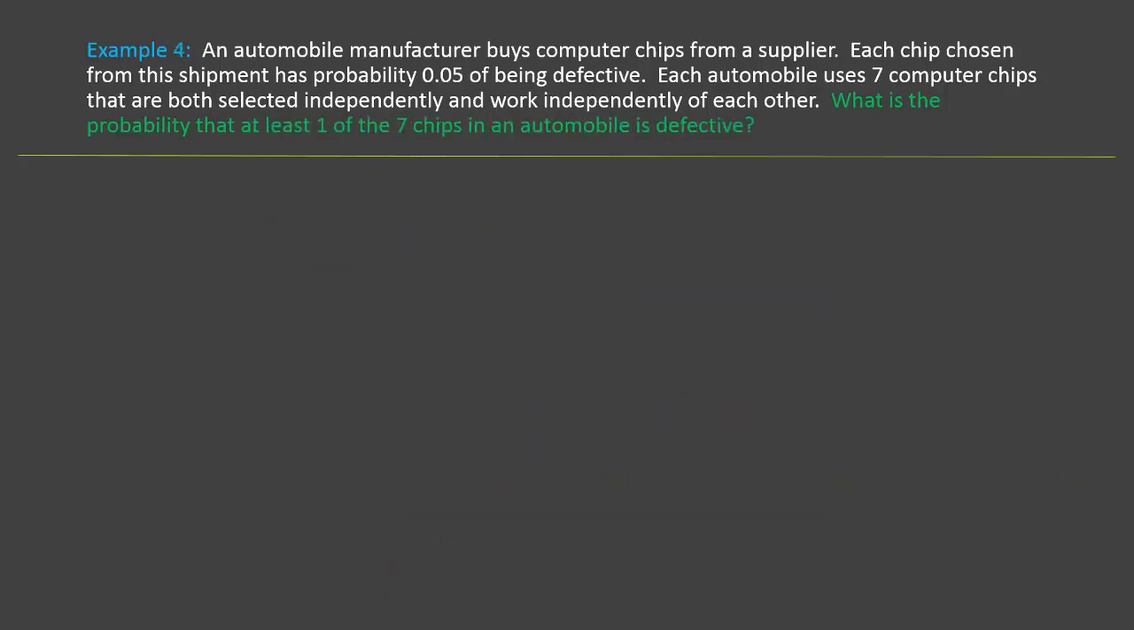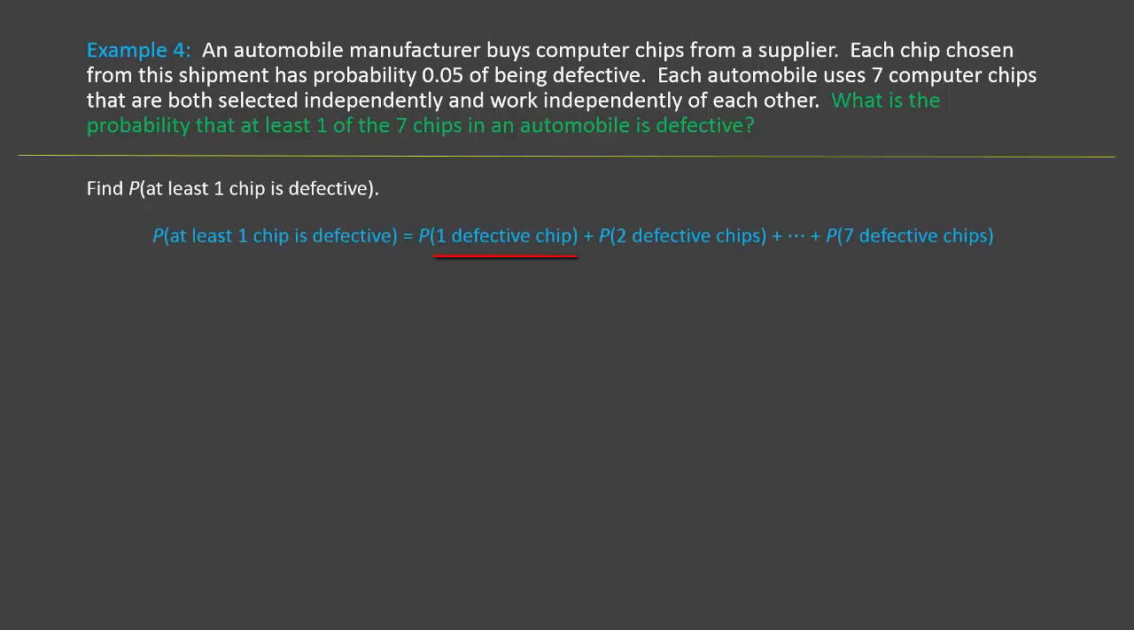In this last example, we will use the same computer chip scenario, but this time we're asked to find the probability that at least one of the 7 chips is defective. The event at least one chip is defective can happen a lot of different ways. For example, it's possible that there's only one defective chip. This could maybe be chip 1, or maybe it's chip 6 that's defective. Another possibility is that there could be exactly 2 defective chips. For example, maybe chips 1 and 5 are defective, or maybe chips 3 and 4 are defective.